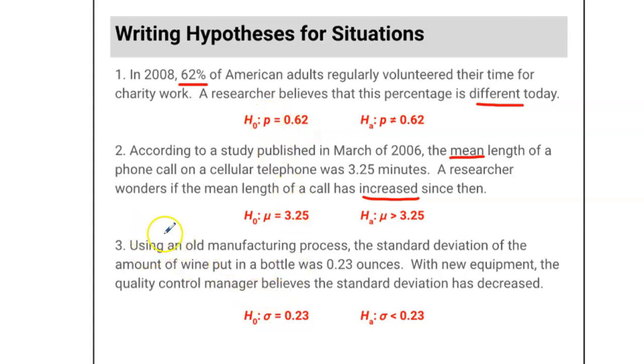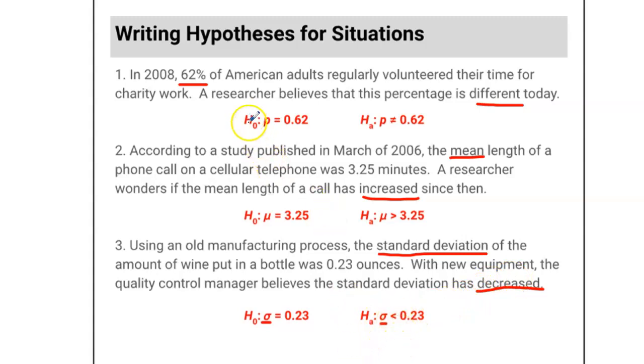For number 3, using an old manufacturing process, the standard deviation. Now we're talking about standard deviation, which should make sense to you because that symbol down here is sigma. Of the amount of wine put in a bottle is 0.23 ounces. With new equipment, hopefully more sturdy, more reliable equipment, the quality control manager believes that the standard deviation has decreased. Since we're talking about decreased here, that's why we're using the less than symbol.